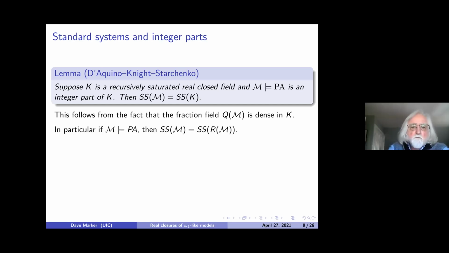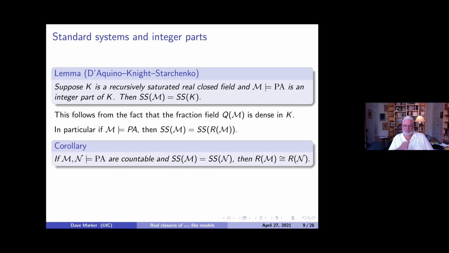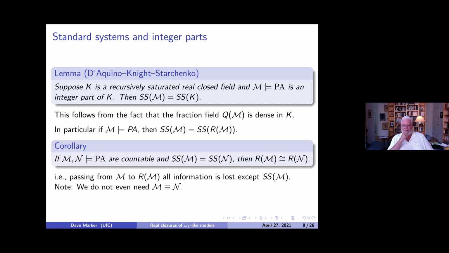Okay. So in particular, if I start with a model of PA, the standard system of the real closure is exactly the standard system of M. So if I start with countable models of PA that have the same standard system, the real closures are isomorphic. So this is sort of an interesting question. You start with a model of PA and you pass to its real closure. What information about the model of PA do you still have? In the countable case, the only information you have left in the real closure is the standard system. You forget the theory, in particular.